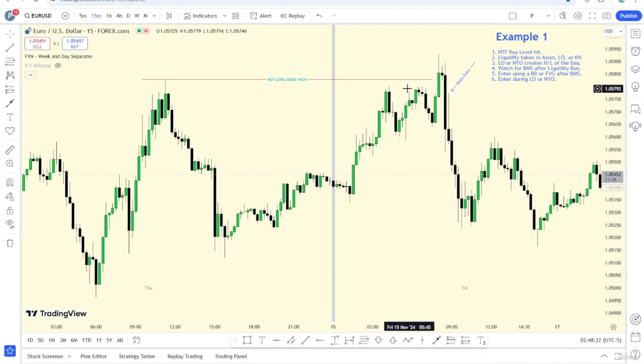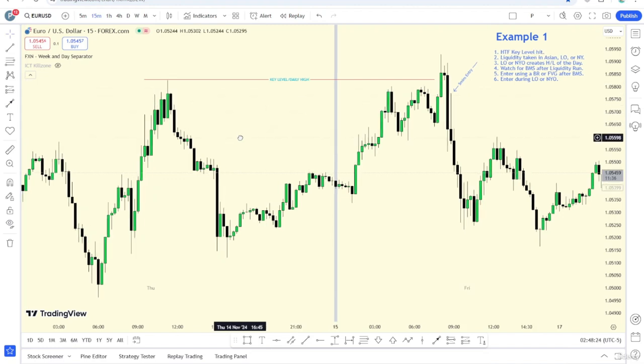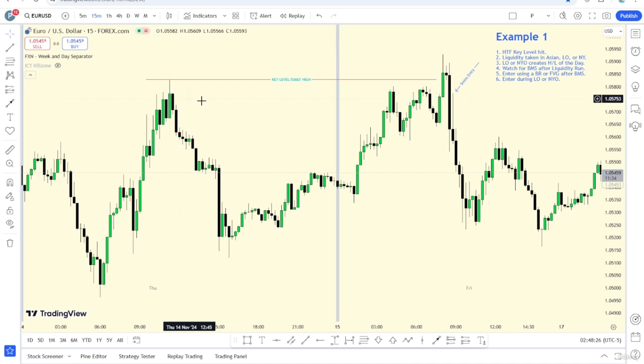Also keep in mind that apart from this being our key level, there is also a level of liquidity. So we want to see liquidity either taken out during Asian, during London Open, or New York session. Basically you want to see liquidity being taken out before this setup begins to form. So this key level could be anything from a daily high, a fair value gap, an order block. It could be anything of those things, but in this example, it's a daily high.